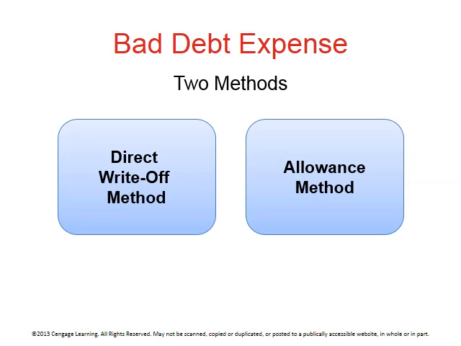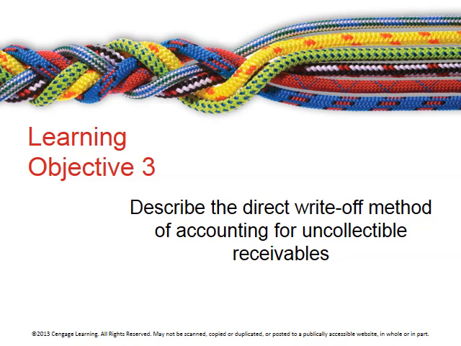So there's two ways we're going to look at to calculate this bad debt expense and recognize expense for uncollectible accounts. The first one is the direct write-off method, which is typically used for smaller companies. The other method we're going to look at is the allowance method, which is usually required by GAAP for most larger publicly traded companies. So the first one we're going to look at is the direct write-off method.